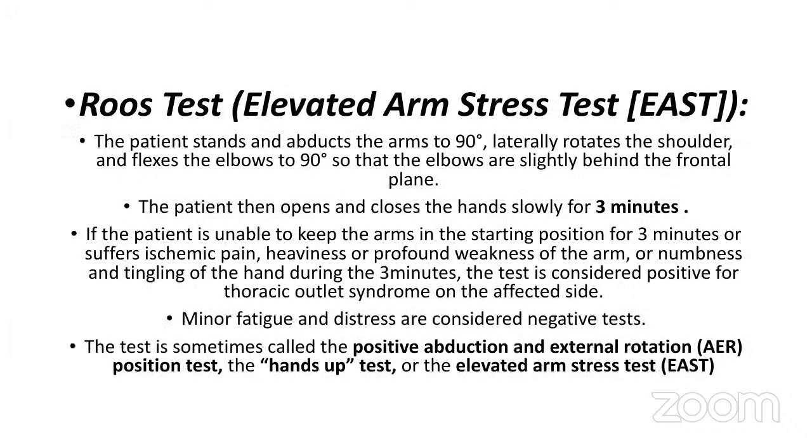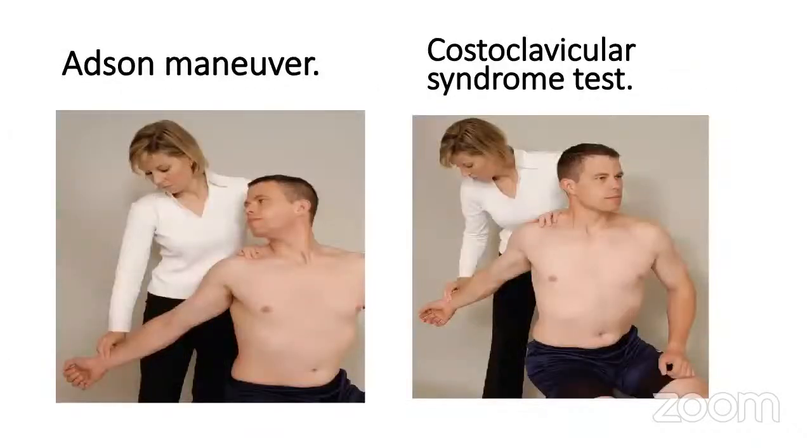Adson's maneuver. What we have done in this: the examiner will palpate the radial pulse, then ask the patient to rotate the head to that side, then the therapist will extend and laterally rotate the arm. At that time, the patient extends the head. Now, ask the patient to take a deep breath and hold it. If there is a disappearance of the pulse, then the test is positive.